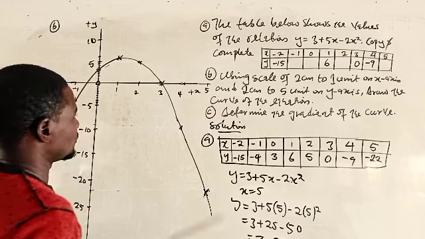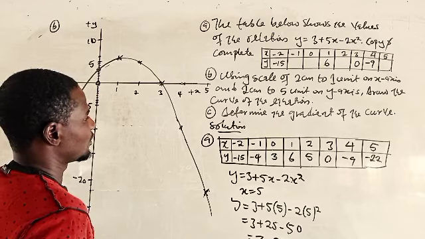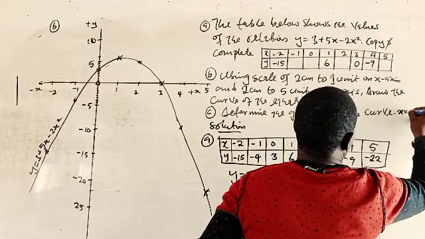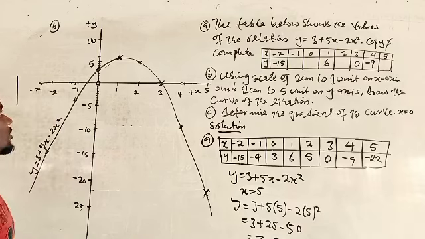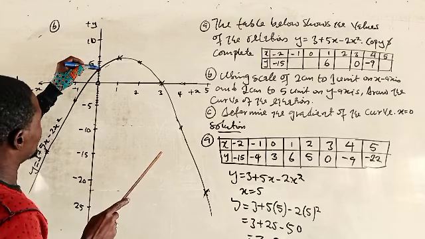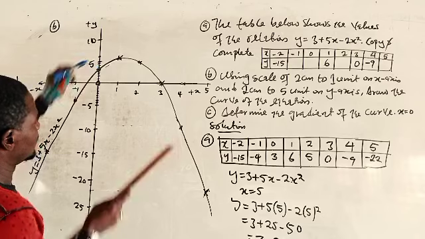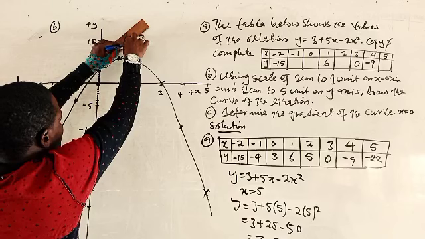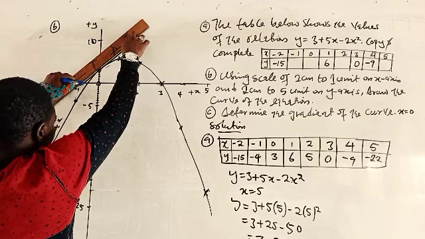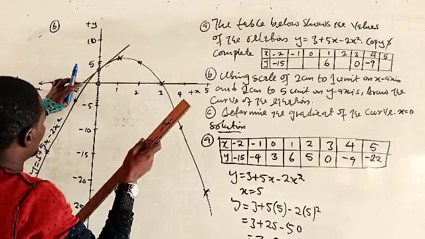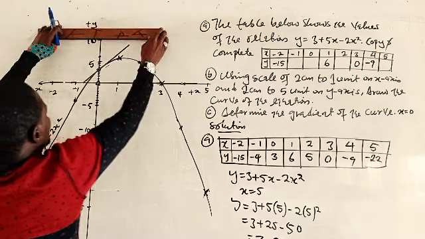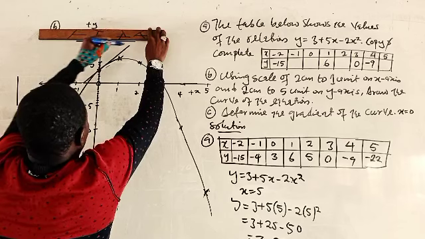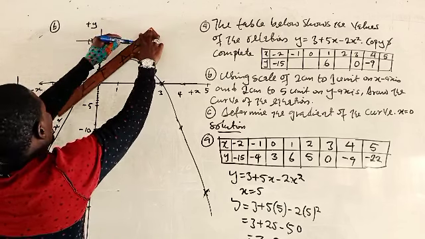Then our c is to determine the gradient. The gradient at x equals 0. When x is 0, the point where the curve touches the y-axis is here. So at this point, we can have our gradient. Our gradient is just the tangent of the curve. So we take it to be this. Now we draw a triangle to that point.